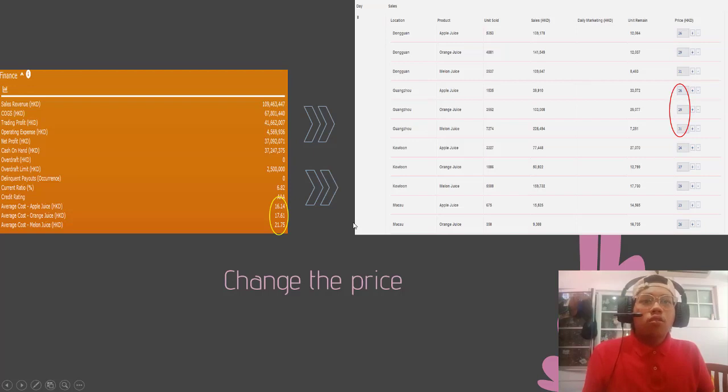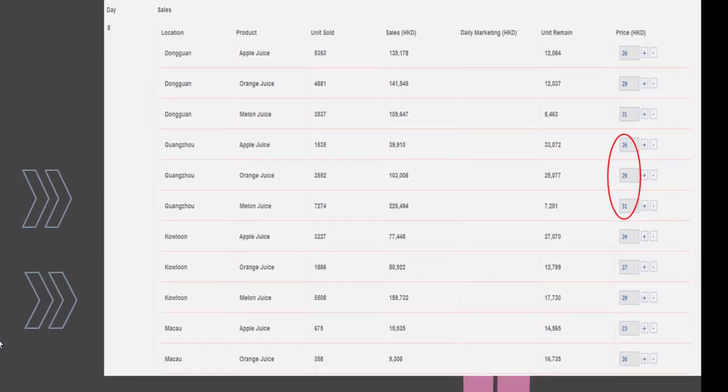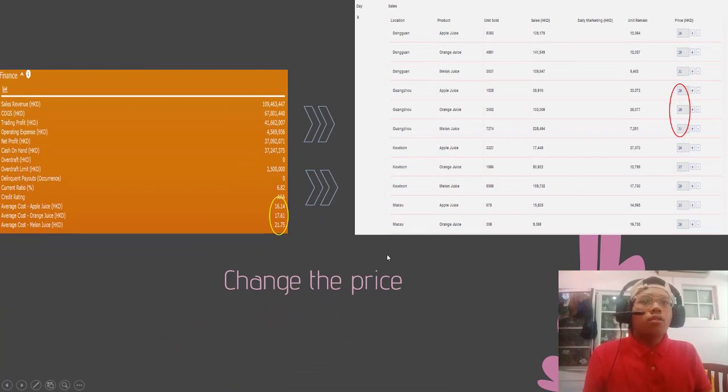So after we know the cost, we can proceed with adding a significant amount to the price and make the new price for selling the product. As you can see in this picture, at the early stage, which is day 8, the selling price for every juice is around 9 to 11 Hong Kong dollars more than the actual cost of every juice.